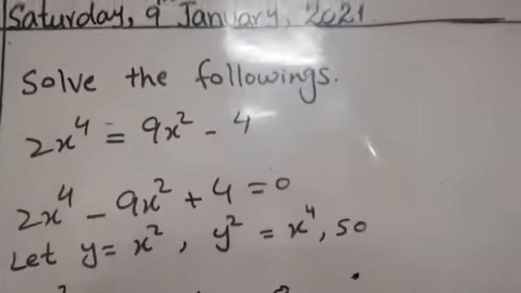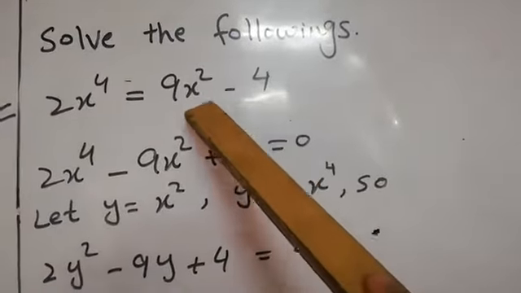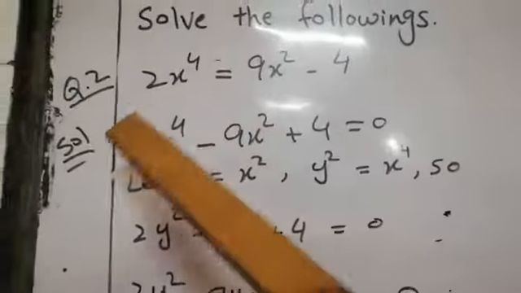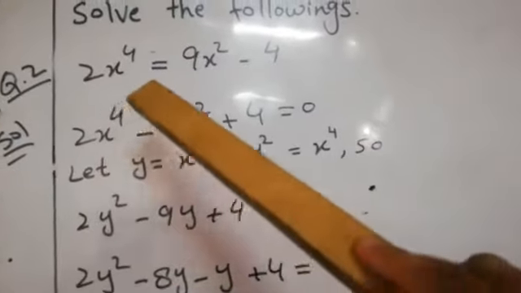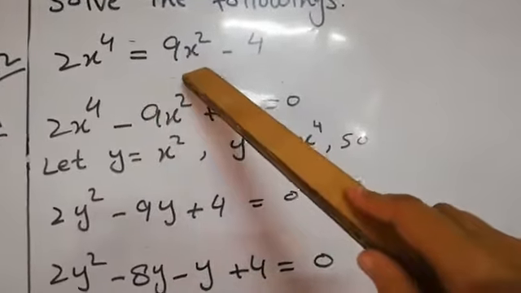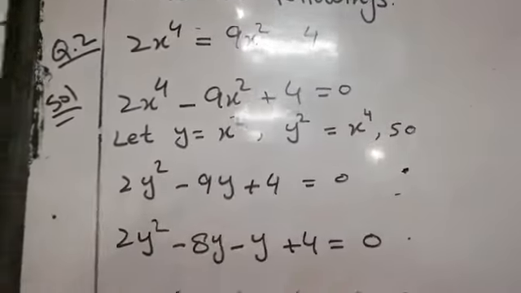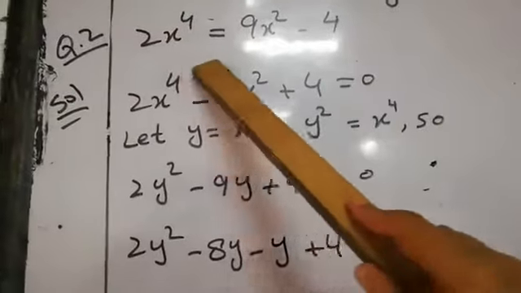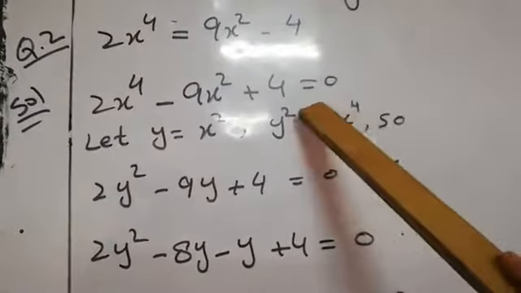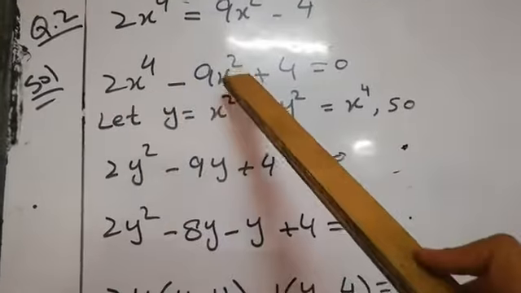Solve means, you know, we will find the value of the variable x. Question number 2, according to your smart syllabus: 2x^4 = 9x^2 - 4. First of all, we will write all the terms on the left-hand side and put 0 on the right-hand side. Then this is x^4 and this is x^2.